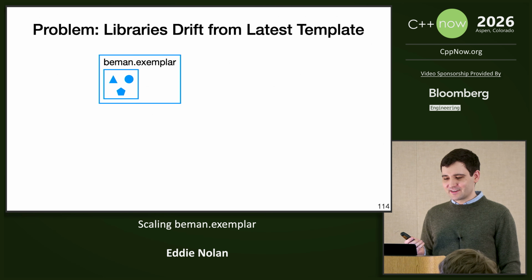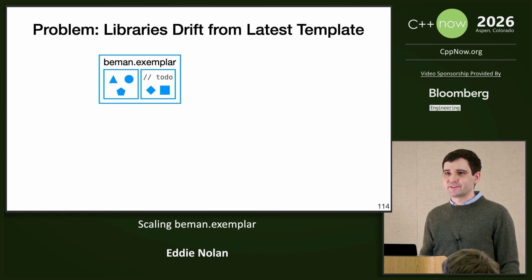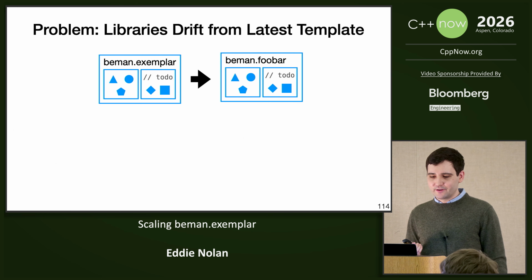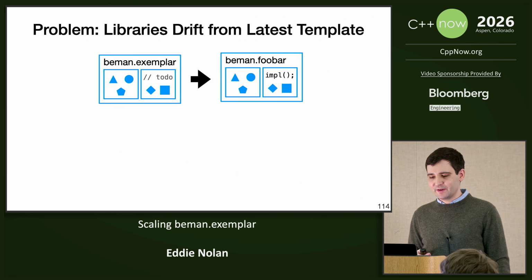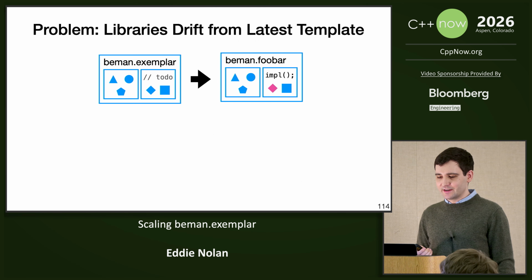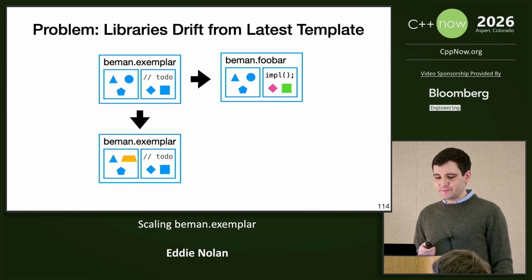So beman exemplar has got this separated out infrastructure directory. And it's got some C++ that users are meant to fill in, and it's also maybe got some C++ and CMake scaffolding that we weren't able to separate out cleanly into the infra directory. So let's say a maintainer decided to use exemplar. They stamped out a library called foobar. They filled that C++ in with their implementation, and maybe they also made some changes to the C++ scaffolding and even to the CMake.